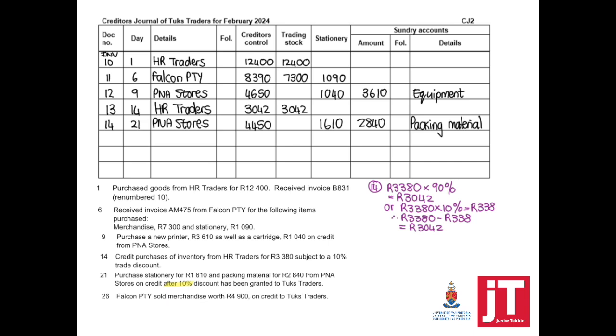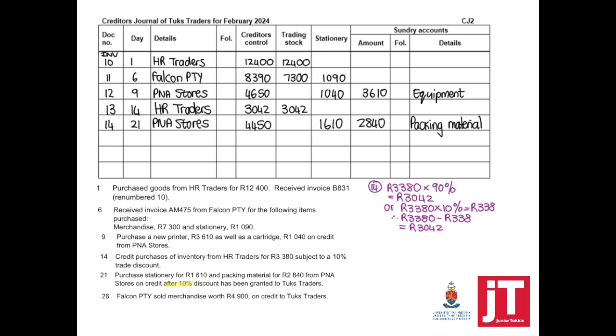Day 26. Falcon Pty sold merchandise worth 4,900 on credit to tax traders. So be careful. They're talking about Falcon Pty. Our business name is Tax Traders. So don't look at the word sold and think, but this now needs to go into a debtors journal.